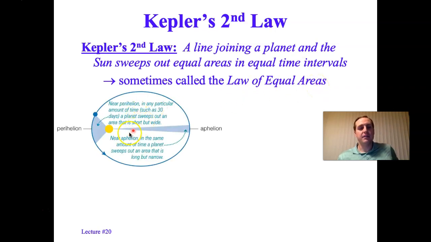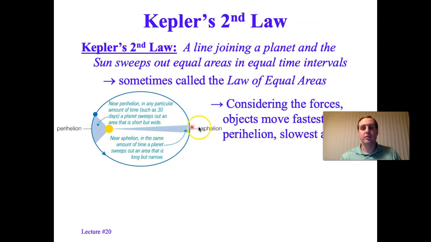Now, here's the idea. Notice that when the object is close to the Sun, near perihelion, the object, let's say in 30 days, sweeps out a large angular change, but it's at a small radius. But notice that when the object's near aphelion, in 30 days, it sweeps out a small angle, but it has a large radius, so this area and this area, both of the blue areas, are in fact the same. Now that's a geometric interpretation.